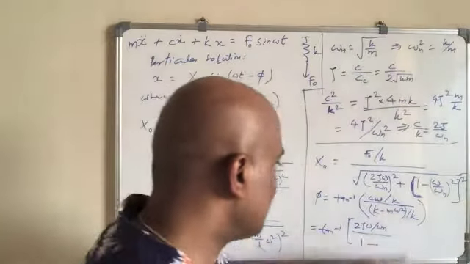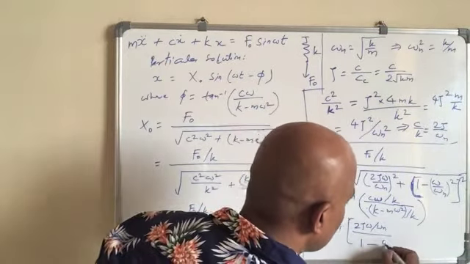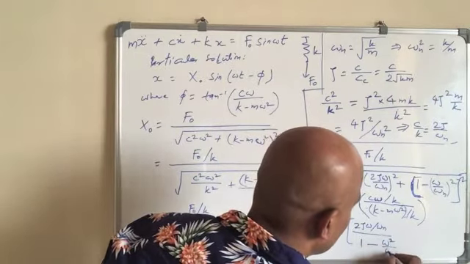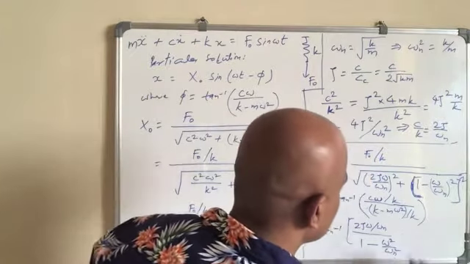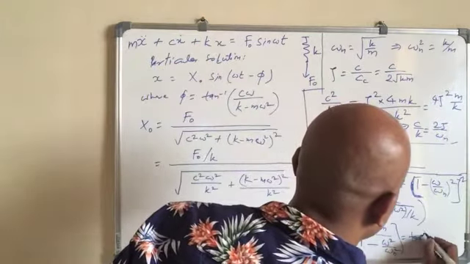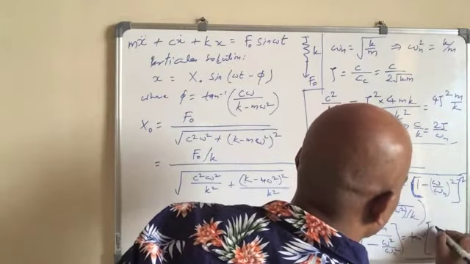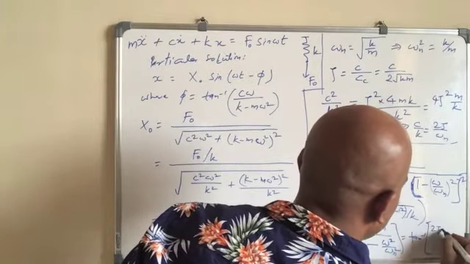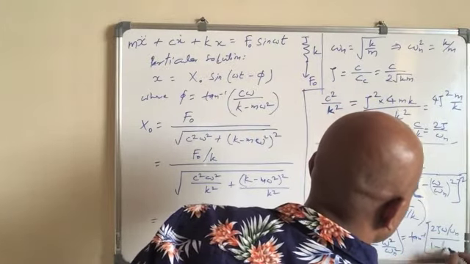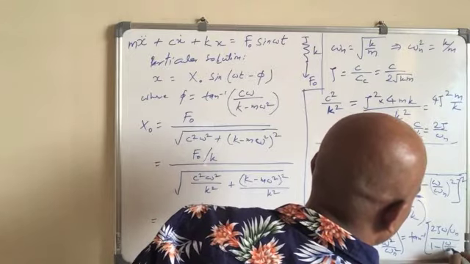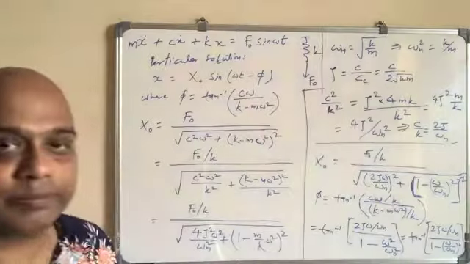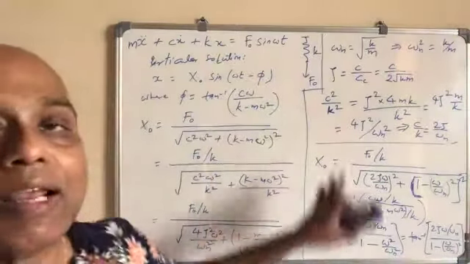M divided by K is 1 over omega n square. So what value do we get? We get omega square over omega n square. So we can also write the final form: tan inverse of 2 zeta omega over omega n divided by 1 minus (omega over omega n) square. Okay, so this is the final expression.